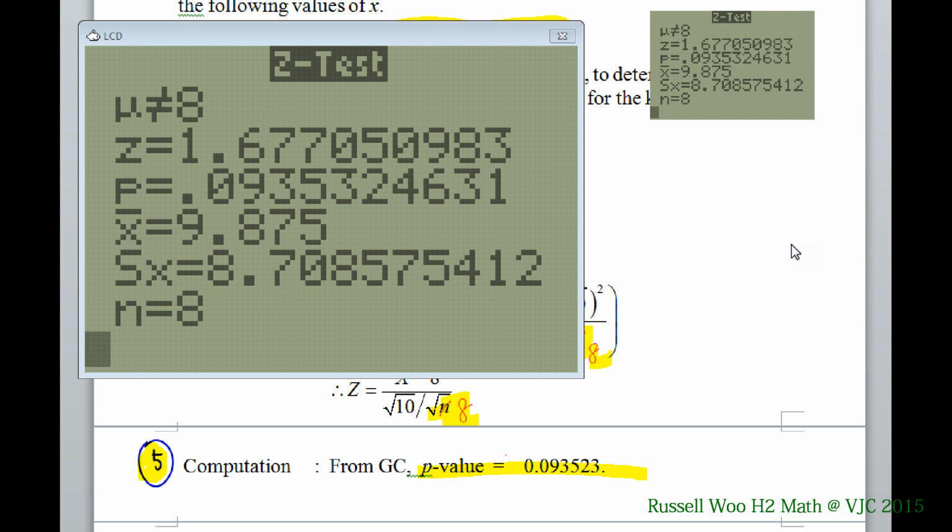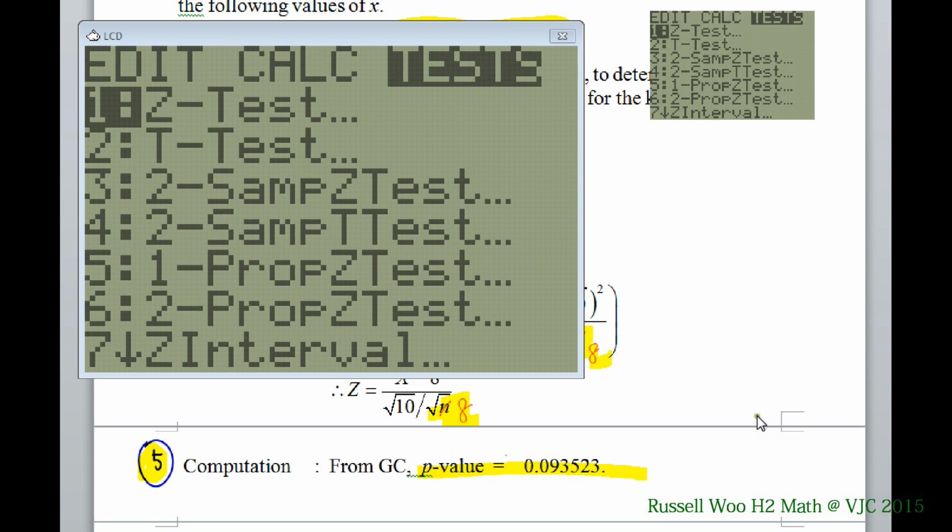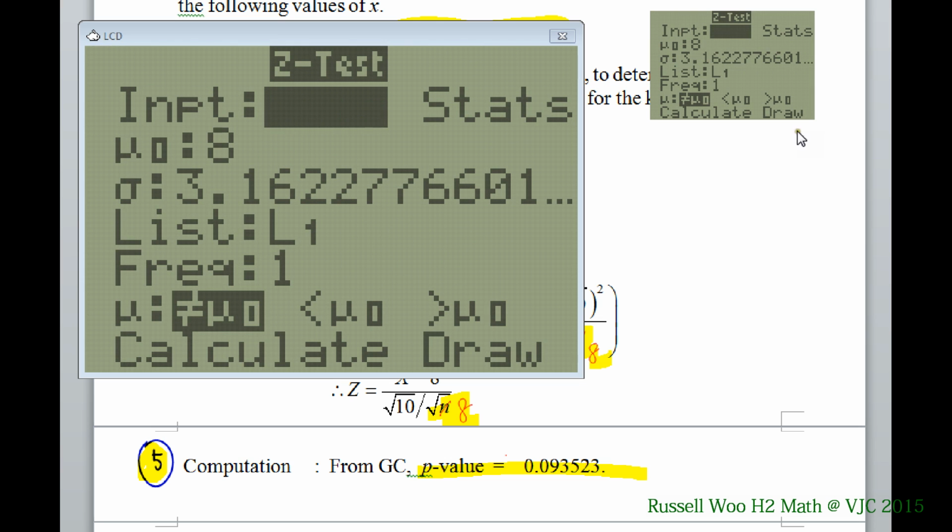You realize that this p-value is exactly what you see in the notes. You follow what I'm saying? Can you go back? Yes. One more time. This function is extremely useful later on when you do a t-test. But for now, it is like that.